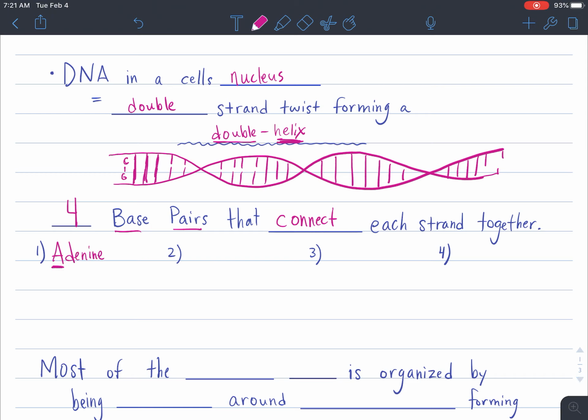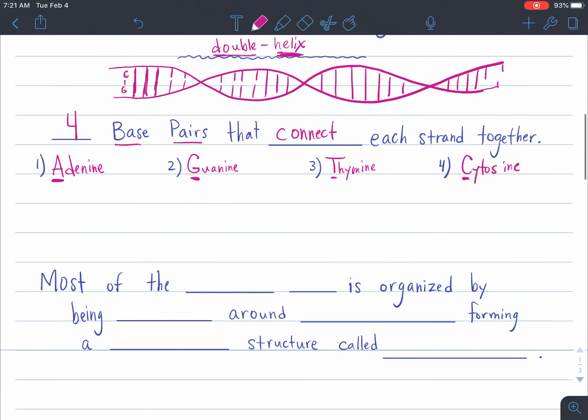which we just use abbreviation A. We have guanine, which we just use the abbreviation G. Thymine, we use the abbreviation T, and finally cytosine, which we use the abbreviation C.